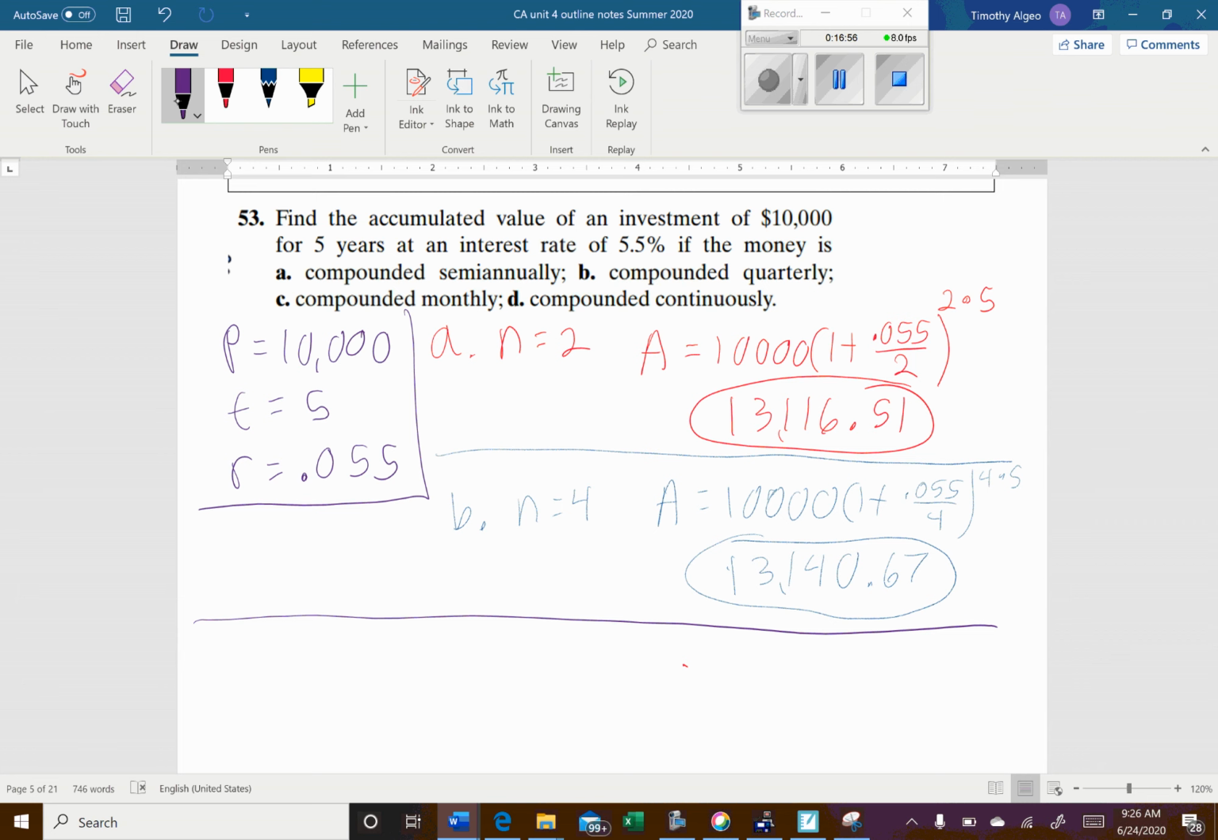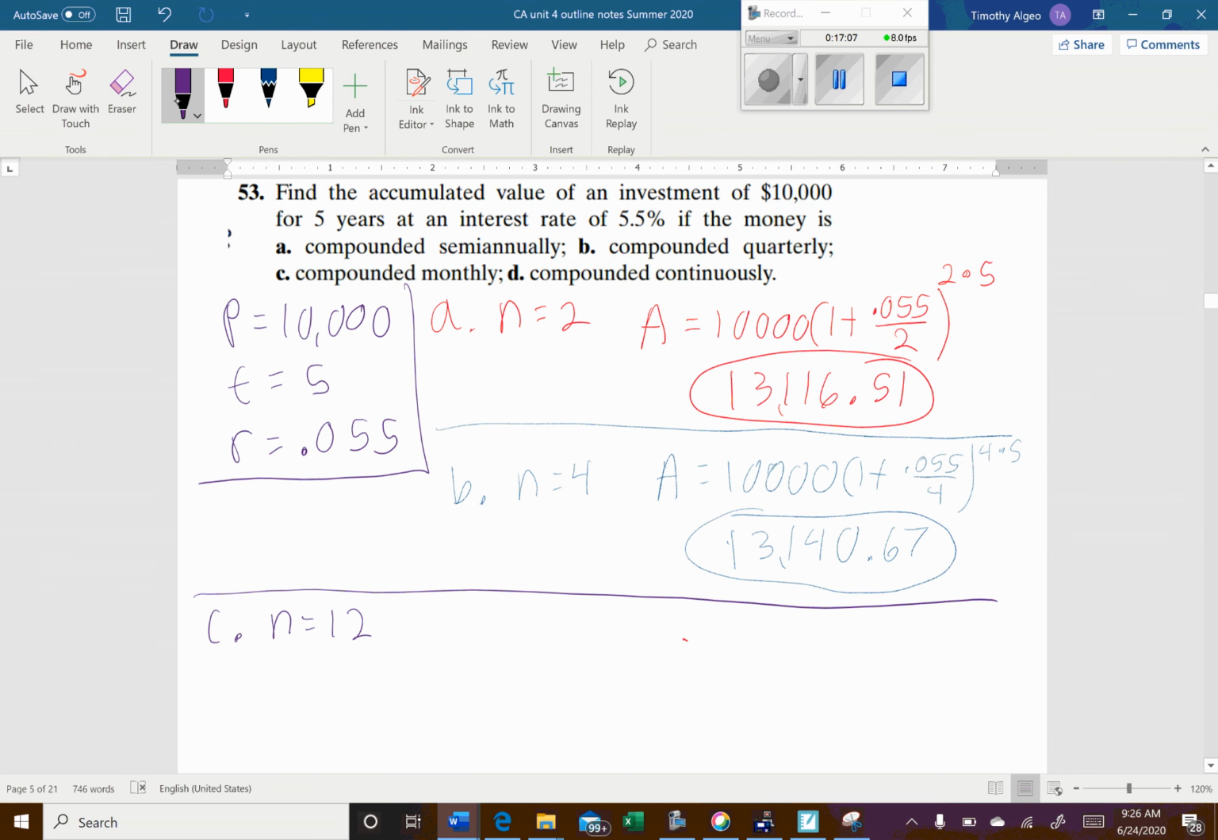Continuously compounded is pretty simple. So let's see, on part C, we're going to compound monthly. So that number now is going to be a 12. So A equals 10,000 times 1 plus 0.055 divided by 12, raised to the power of 12 times 5. And once again, it'll make a difference. It won't be a huge difference, but it'll make some difference.